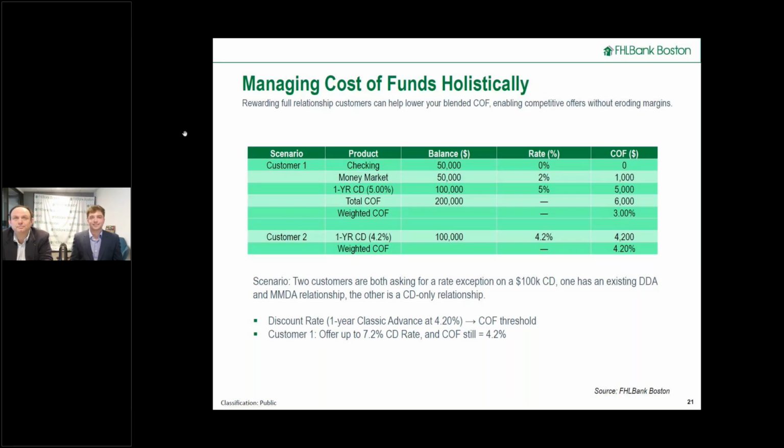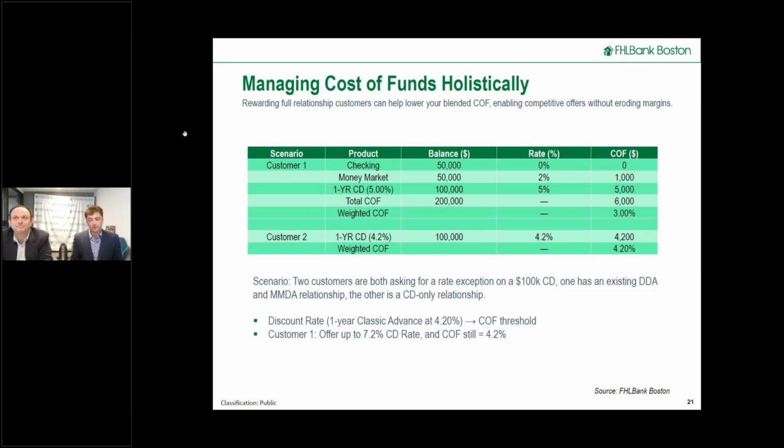They both say they want as high of a rate as possible, and if they don't get that satisfactory rate, they're going to go down the street. Sound familiar? For customer 2, it doesn't really make a lot of sense to offer more than 4.2%, as that's what you could get on a classic advance for 1 year, and that sort of acts as a discount rate, right? But for customer 1, you could go as high as 5%, and the blended cost of funds for them is still only 3%.